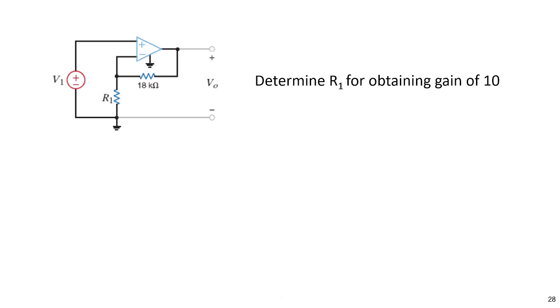Okay, how about this? This is a non-inverting amp. But the question is not to compute the gain, but to compute R1 to get the gain of 10. A bit complex, right? So they don't ask what is the gain, but they ask how to get R1 that makes the gain 10.